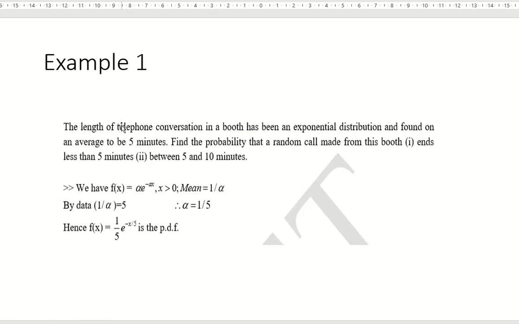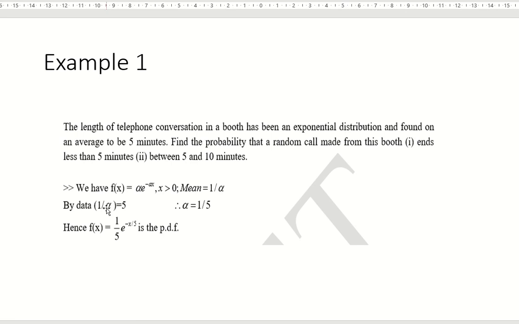See here, first one. The length of a telephone conversation in a booth has been found to have an exponential distribution, with an average of 5 minutes. Average means mean. Mean means what for exponential distribution? 1 by alpha. So 1 by alpha is given as 5. Find the probability that a random call made from this booth ends in less than 5 minutes, and between 5 and 10 minutes.